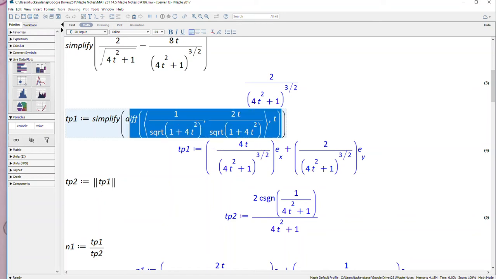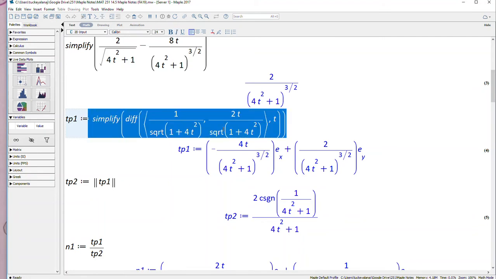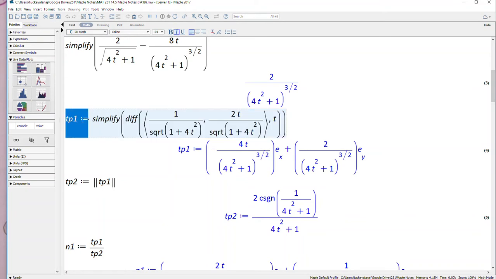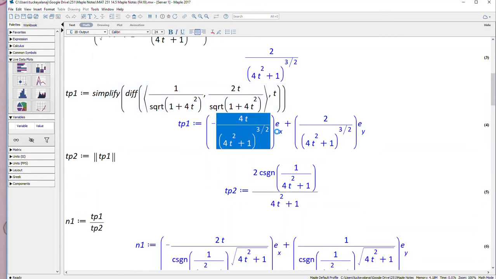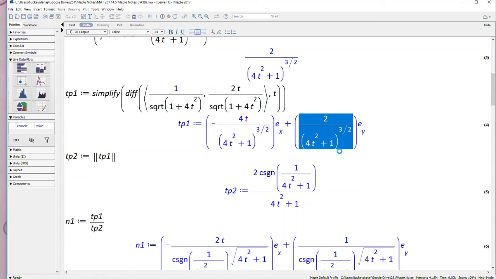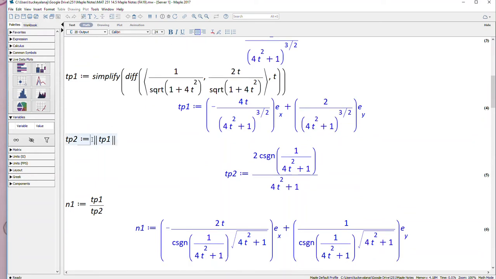So I'm saying, hey, take the derivative of that with respect to t. That's what the DIFF stands for. Take the derivative with respect to t, but then simplify it all. So I don't even have to do that as a separate step. And I named it tp1, for whatever reason. So it gave it to me. There's the x, there's the y. So that's the same answer we have on our paper. And then I said, find me the magnitude of that. So it did. Now don't worry about the cosine function.